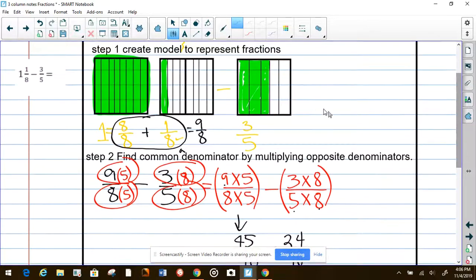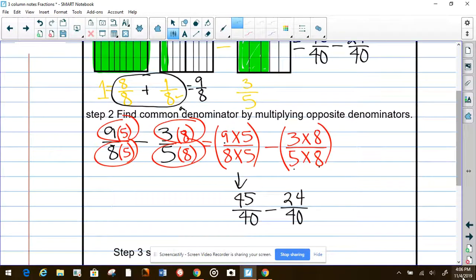So now this is equal to 45/40 minus 24/40. Remember, where did I get that information? When we found the common denominator, we found the equivalent fractions. So this is the same as 45/40. This represents the whole and the 1/8, and 3/5 now has the same value as 24/40. Now we can subtract.